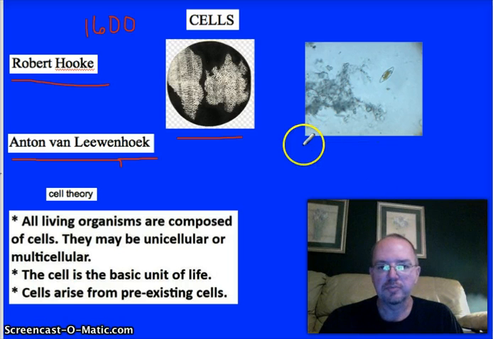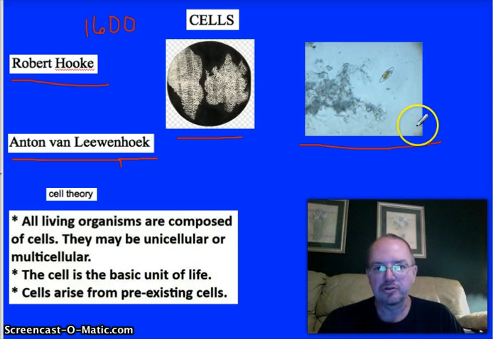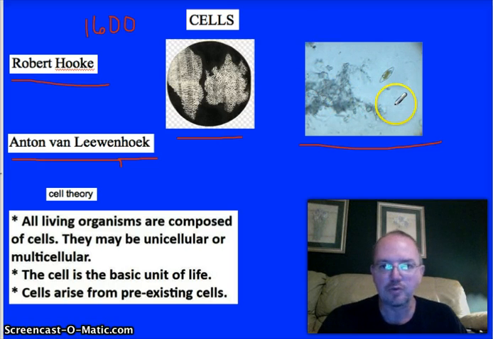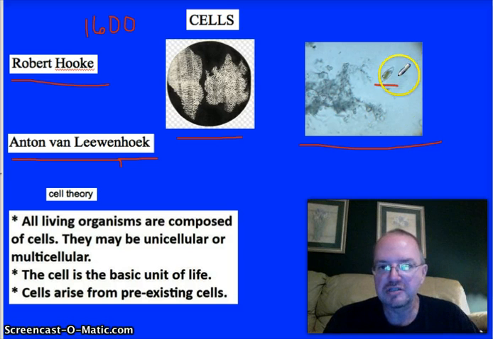I Googled a picture of water under a microscope, and this is what I came up with. From what it sounds like, Leeuwenhoek looked at water under his microscope, and he saw all these little bitty things moving around that turned out to be unicellular organisms. We've discussed that unicellular means they have one cell. And here's an example of one right here, just moving around.